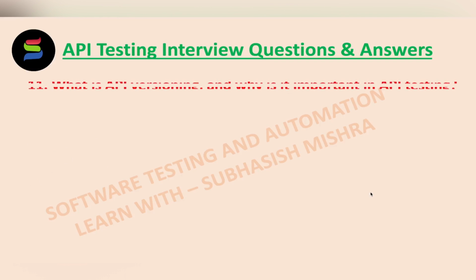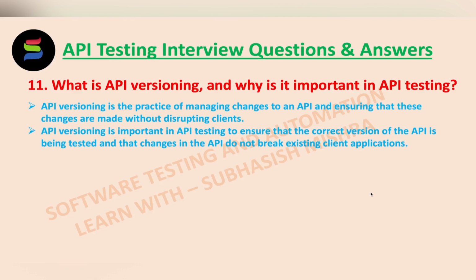Then we will move to the next question. What is API versioning and why is it important in API testing? API versioning is the practice of managing changes to an API and ensuring that these changes are made without disrupting clients. A good API versioning strategy clearly communicates the changes made and allows API customers to decide when to upgrade to the latest version at their own pace. API versioning is important in API testing to ensure that the correct version of the API is being tested and that changes in the API do not break existing client applications.